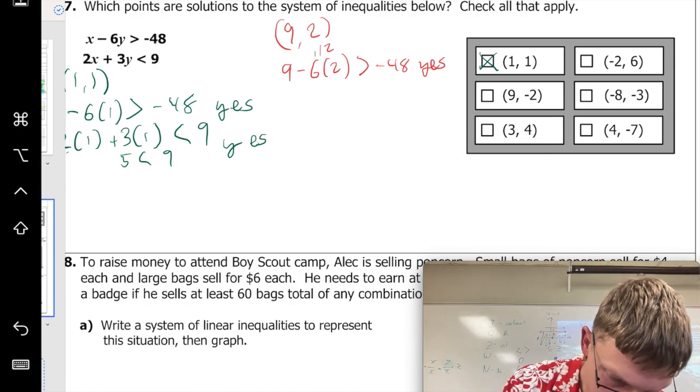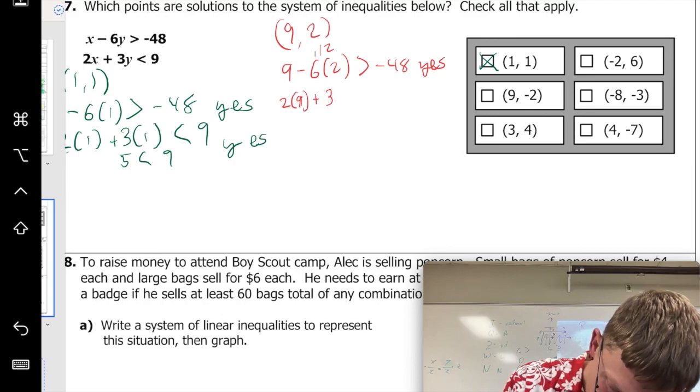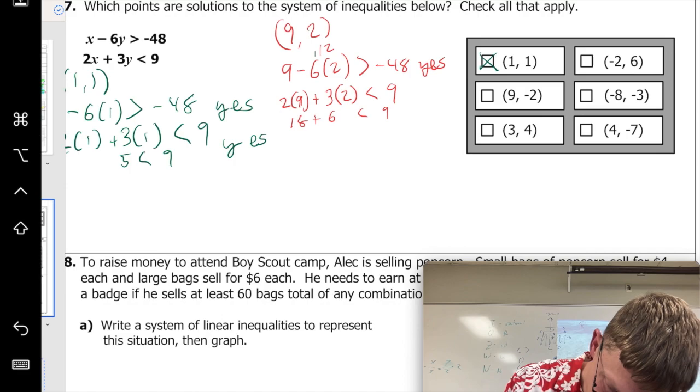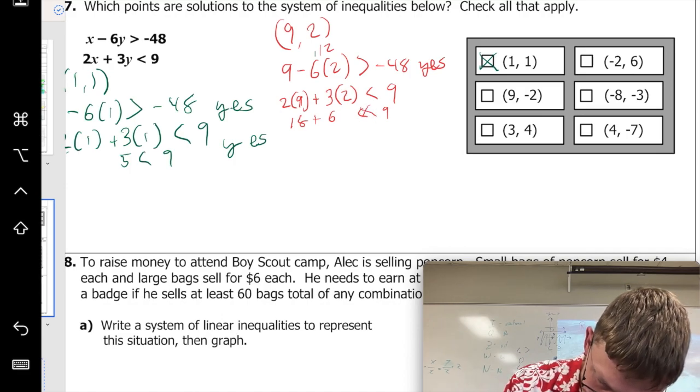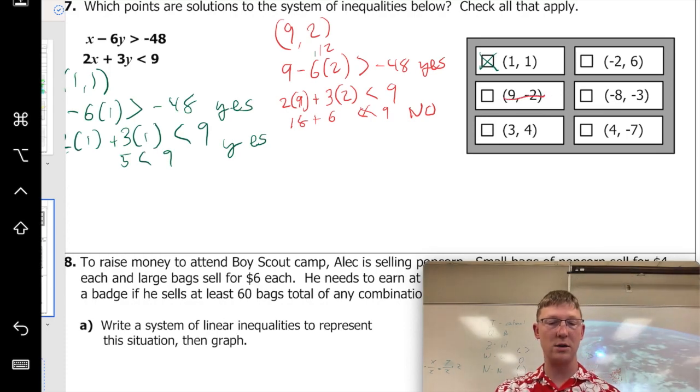Then if I plug in for our next equation, we've got 2 times 9 plus 3 times 2 is less than 9. So let's check that out. So we've got 18 plus 6, which is not less than 9. So that is a no. So we can cross that one off. So we're just going to go through and check all these points.